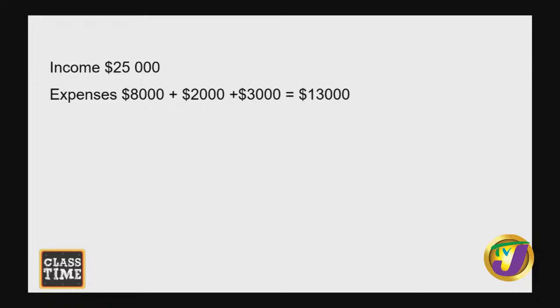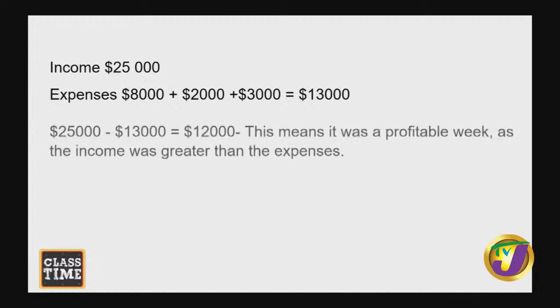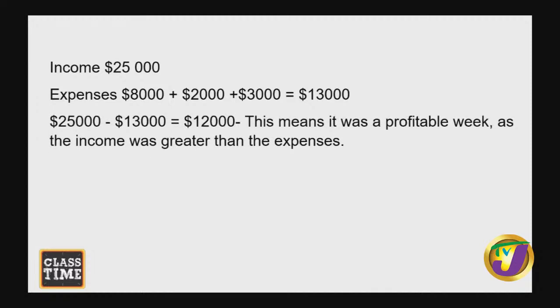You say you don't really make $25,000? No, but at least I make something. Well, in business, we need to subtract our expenses from our income to tell us really and truly what our profit is. If we subtract $13,000 from $25,000, we end up with $12,000. This means it was a profitable week. We made a profit, because the income is greater than the expenses.